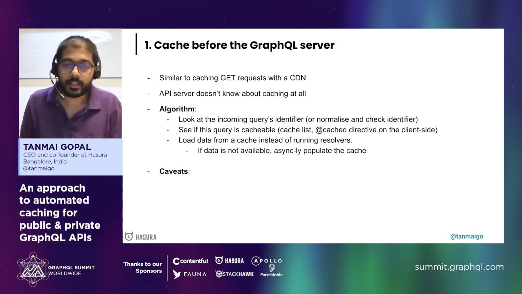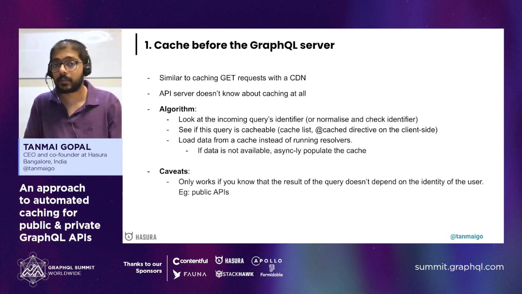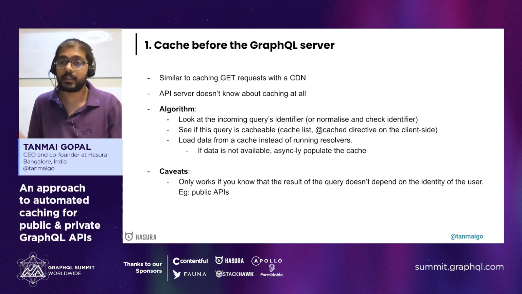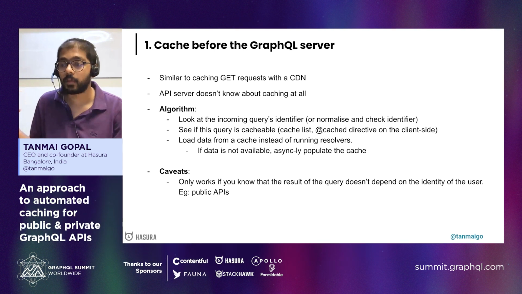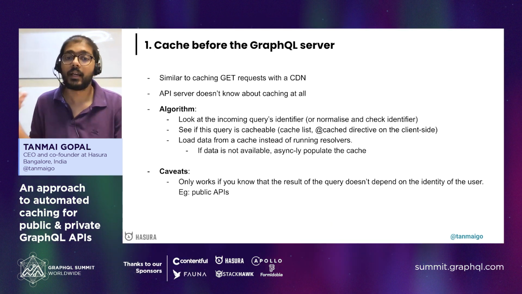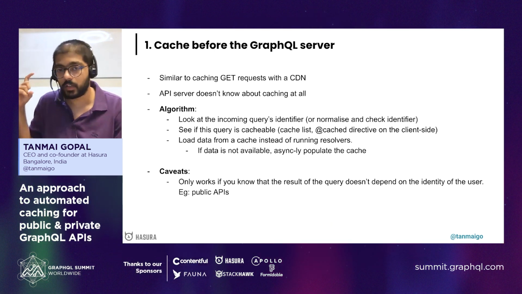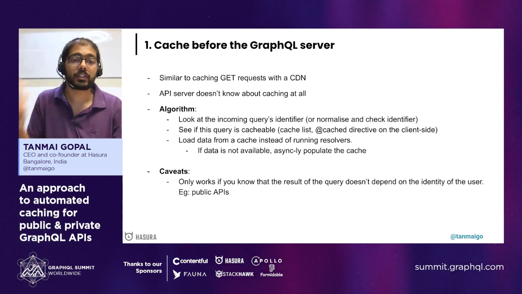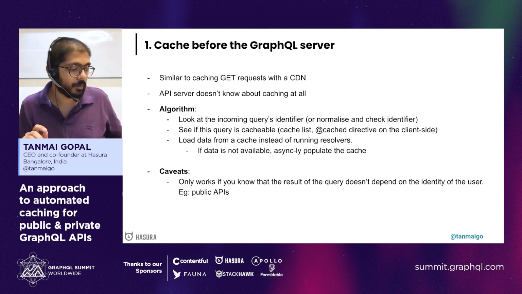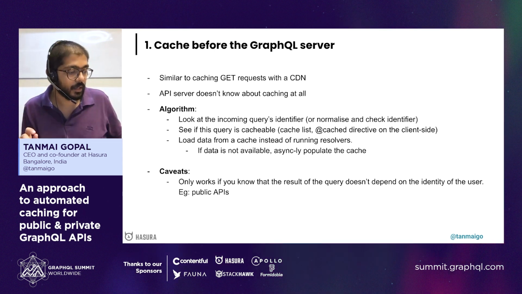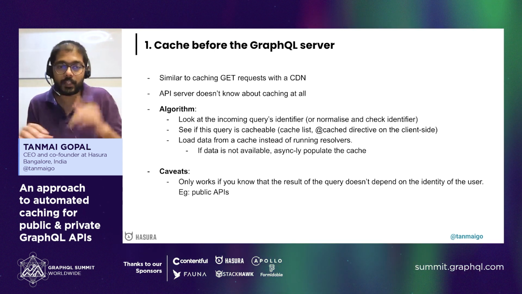The caveat here, as is obvious, is that this only works if the GraphQL query result doesn't depend on the identity of the user or a dynamic property of that request. It only depends on the GraphQL query that is coming in, and this works, for example, for public APIs or unauthenticated APIs, or perhaps more accurately, unauthorized APIs, right, where APIs don't have authorization.